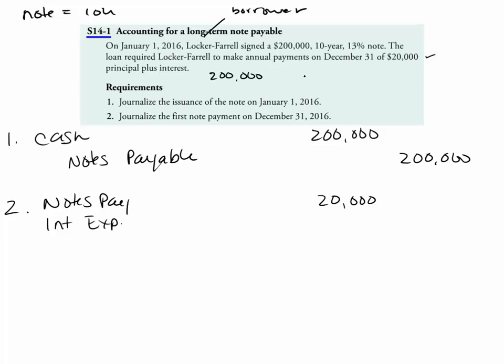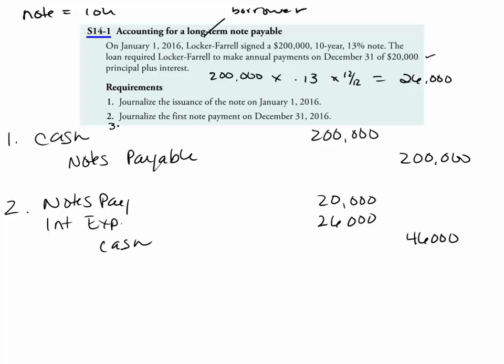So the interest expense will be how much I owe, the balance in notes payable, so the principal that's left, $200,000 times 13%, and this is for a year, so that would be 12 months over 12, so I can just skip that part. So 13% interest would be $26,000. So the total cash that I have to pay them is $46,000.